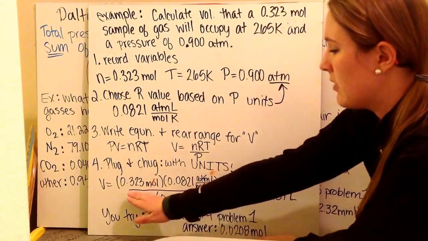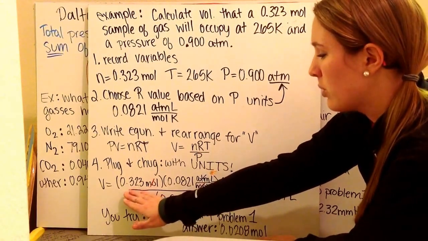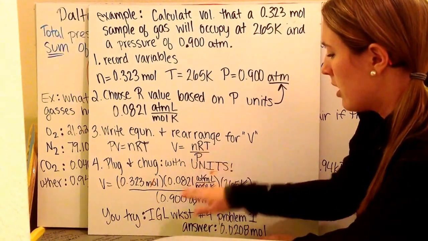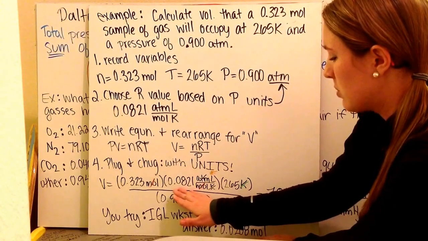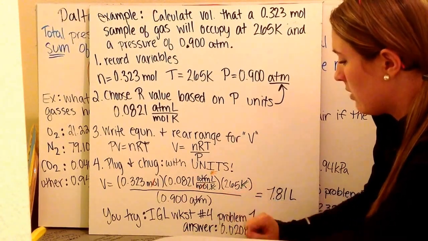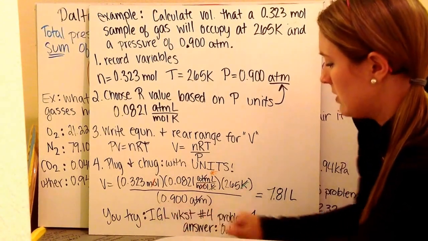Step 4, I'm going to plug and chug, remembering to use my units. So I plug in my value of my moles of 0.323 moles times my R value, my 0.0821 atmosphere liters per mole Kelvin, times my value for temperature, 265 Kelvin, divided completely by 0.900 atmospheres.